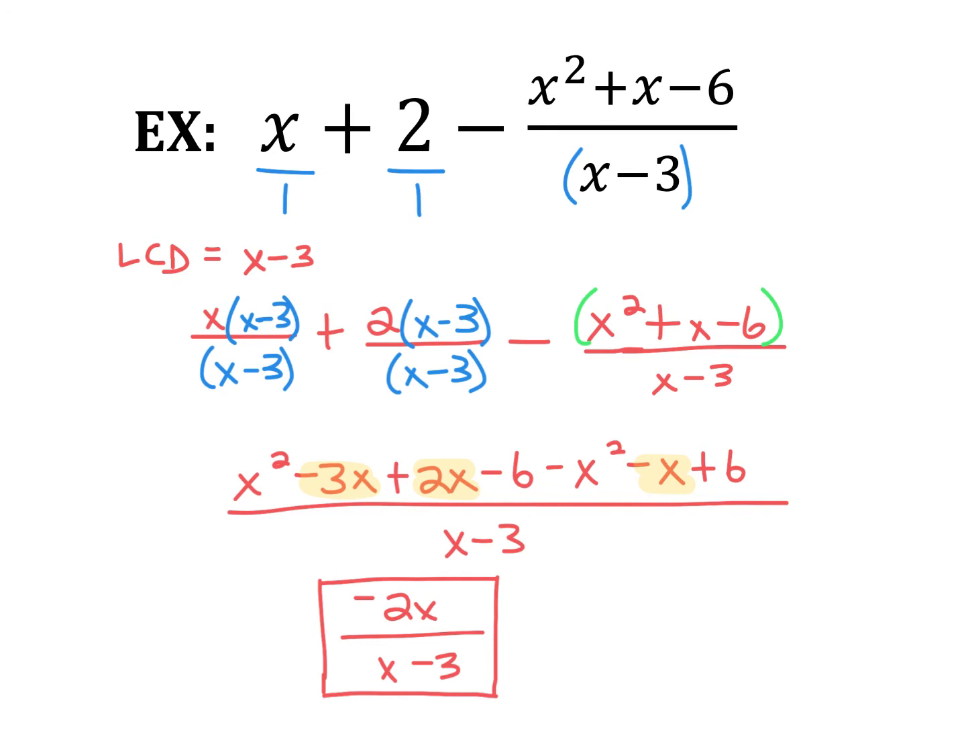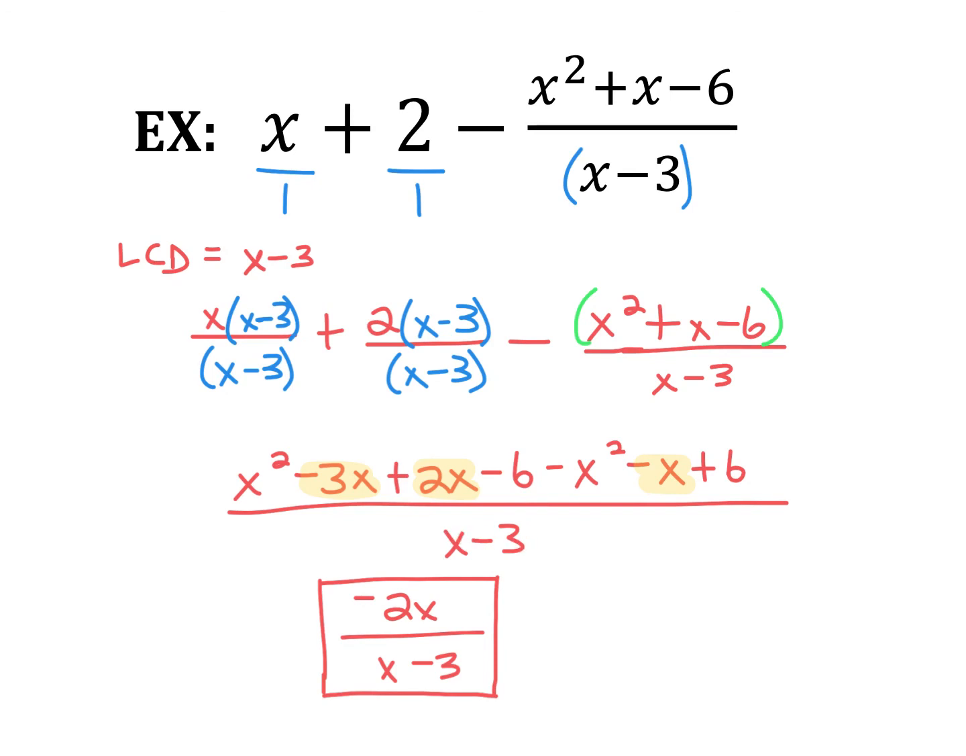All right, so the next step in the process is I'm actually going to do the adding and subtracting. So specifically for this first term, I'm going to distribute the x, so I get x squared minus 3x. For the second term, I'm going to distribute the 2, so I get 2x minus 6. And then for this third term, don't forget I need to distribute this negative 1 to everything in the numerator. So in other words, I'm subtracting this entire third term. So I'm going to distribute the negative 1, so I get negative x squared minus x plus 6. And then obviously that's all over my common denominator of x minus 3.